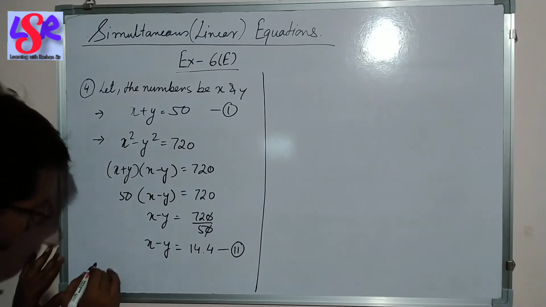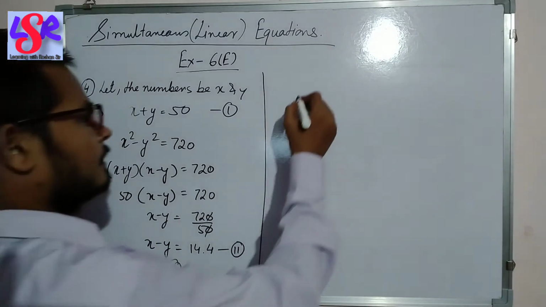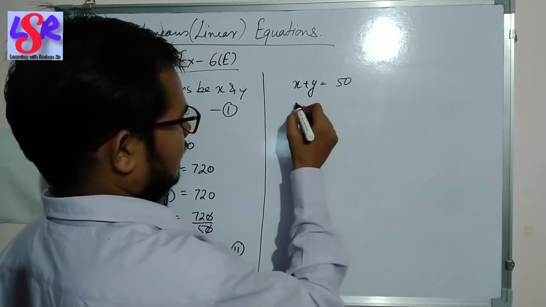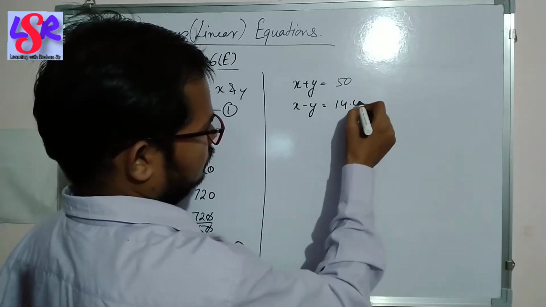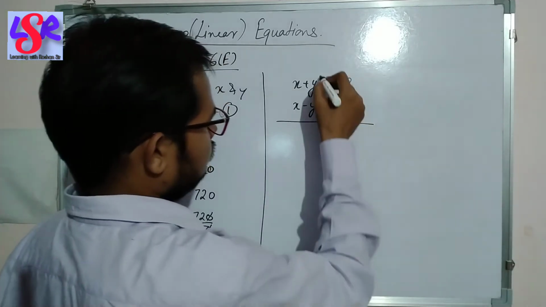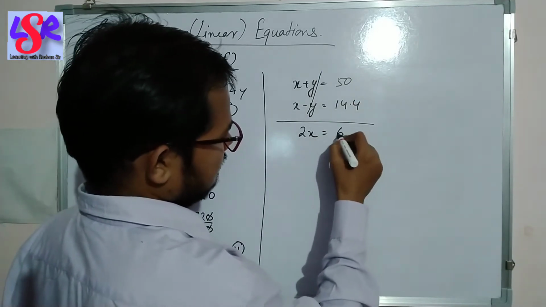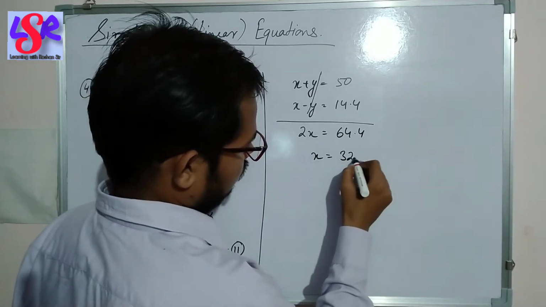So adding equation 1 and 2, we get x plus y equals 50 and x minus y equals 14.4. Now adding these two, we cancel out this one. This will become 2x equals 64.4 and x will be equal to 32.2.